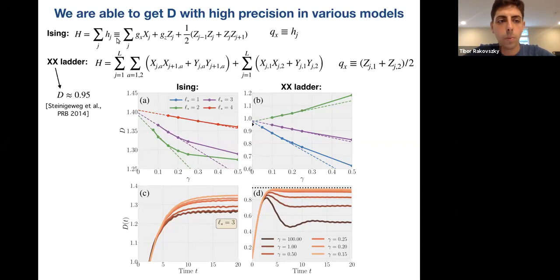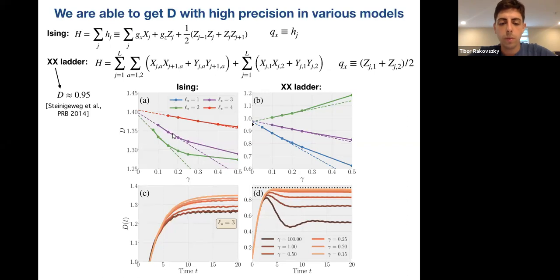So we looked at two different models. One is this non-integrable Ising chain that I mentioned before, which only has one conserved quantity, the energy. This is something I haven't emphasized before: for this Ising chain, there is no other conserved quantity, only the energy. So we looked at the transport of energy density. And another model we looked at is an XX ladder. So it's a 2-leg ladder with XX plus YY interactions on every bond of the ladder. And this has a conserved spin Z component, and we can look at the transport of that, which is something that people looked at before and found that it's described by a diffusion constant close to 0.95.